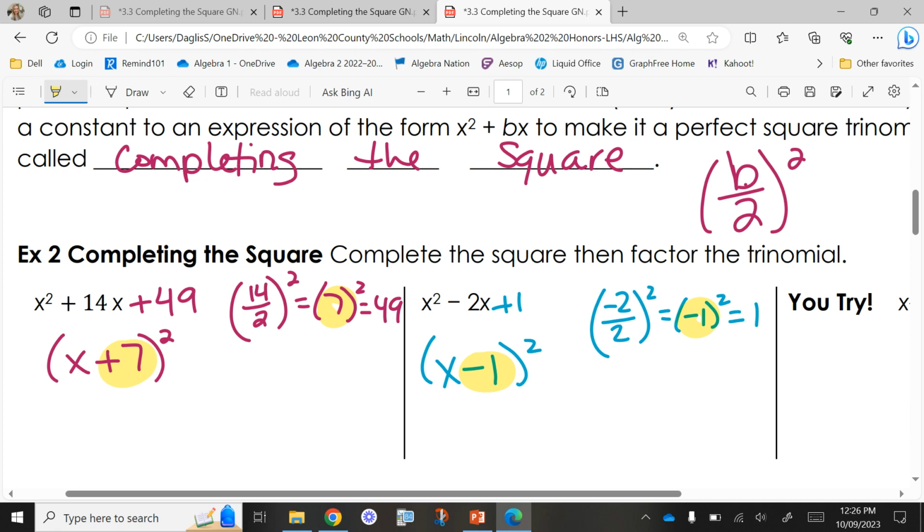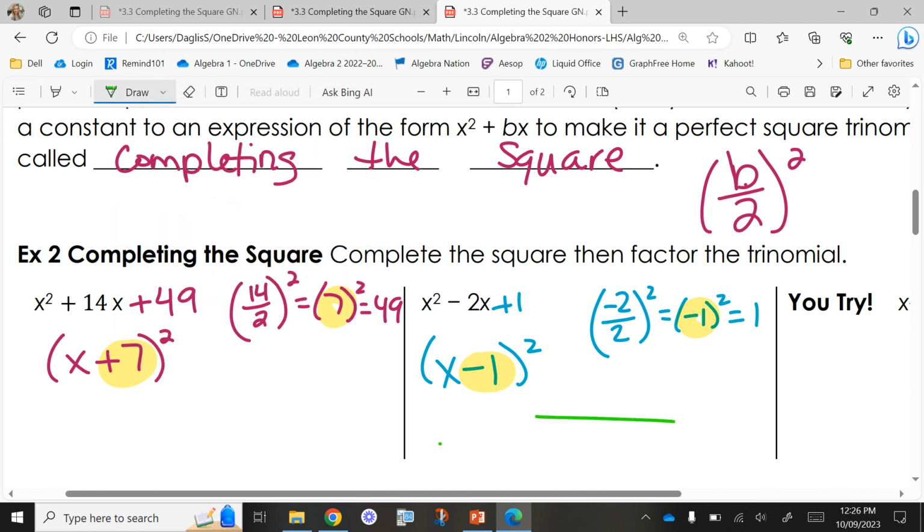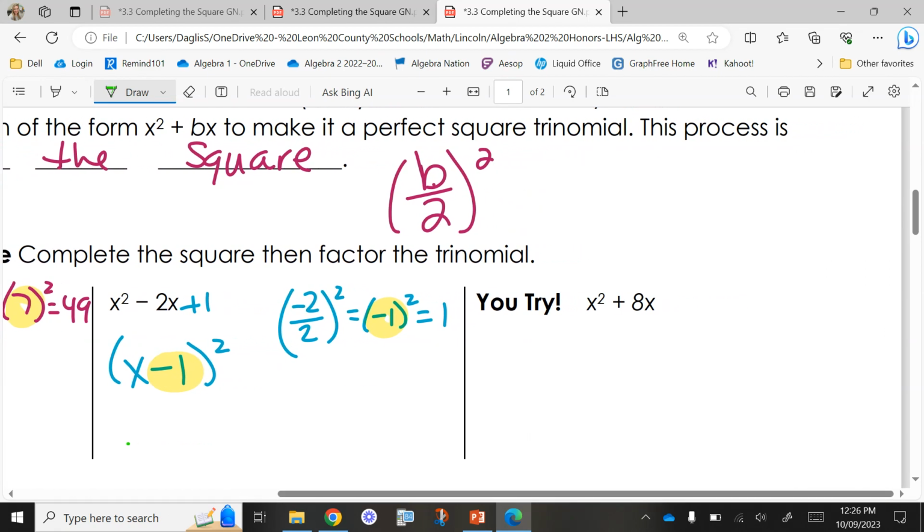You tried the last one. x squared plus 8x. What's the perfect square that should be there? 16. And then how do I factor it? It becomes x plus 4 squared. Good. So that's the complete the square process.